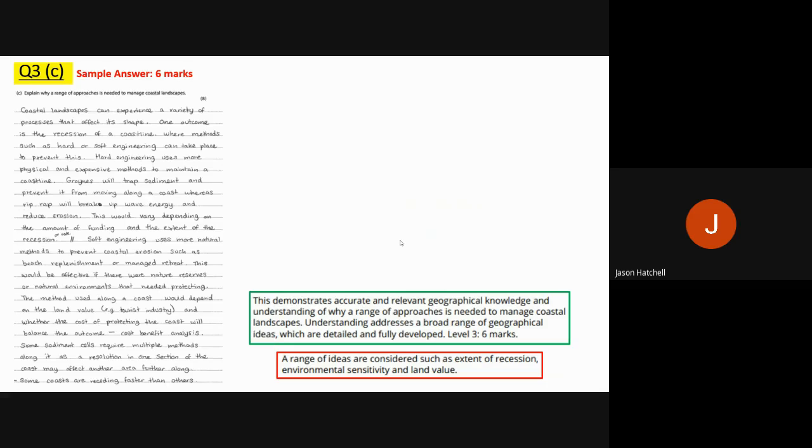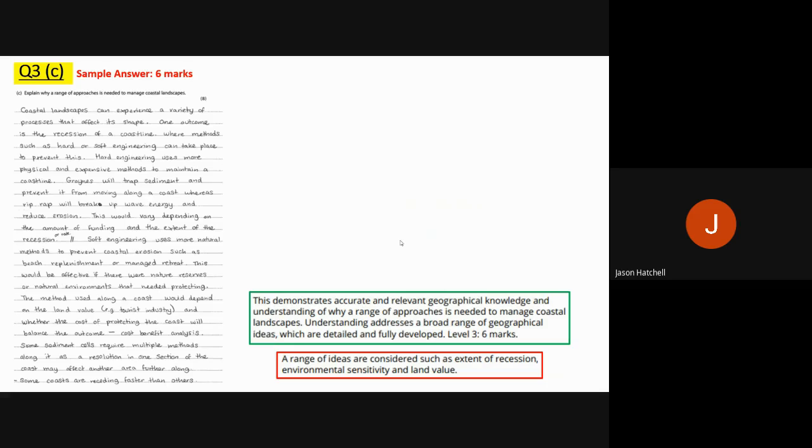It says hard engineering is more expensive. For example, groins, they stop longshore drift from happening and they reduce recession rates as well by keeping the sand in a particular area. Then it says soft engineering is more natural, like beach replenishment or managed retreat. This is effective where there's nature reserves or where the environment needs protecting. This is valuable for tourism, for example, based on a cost benefit analysis.